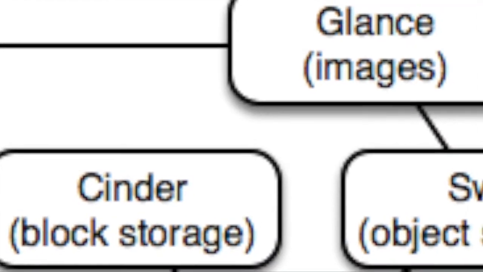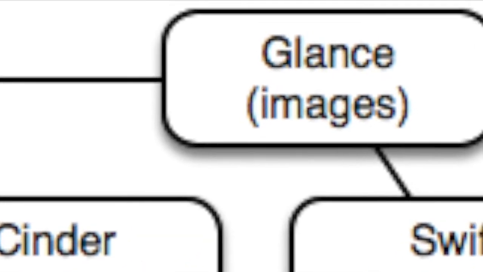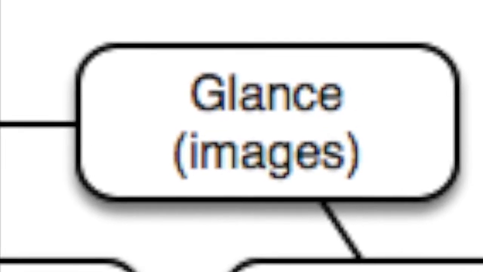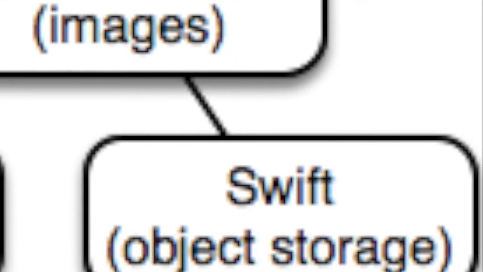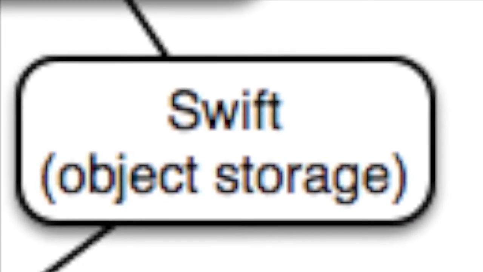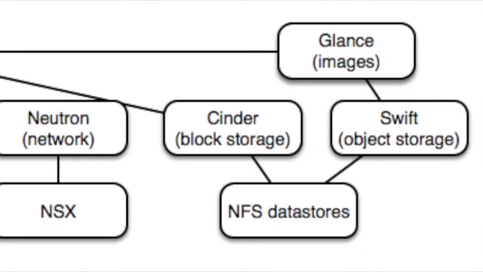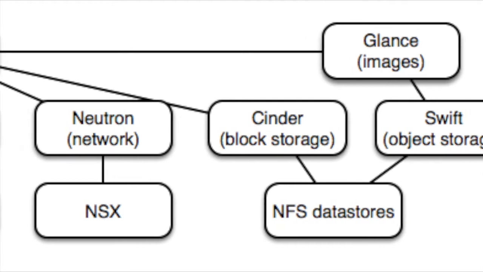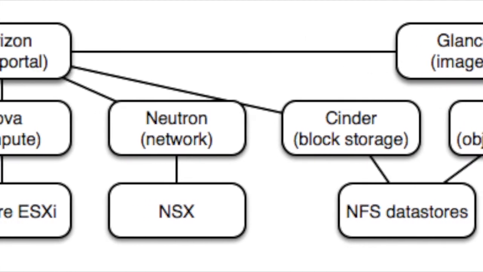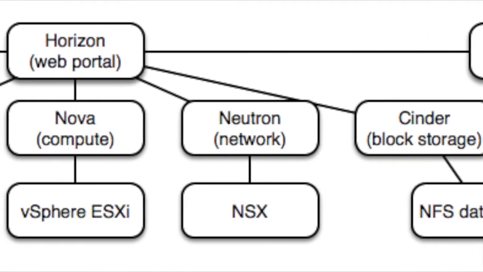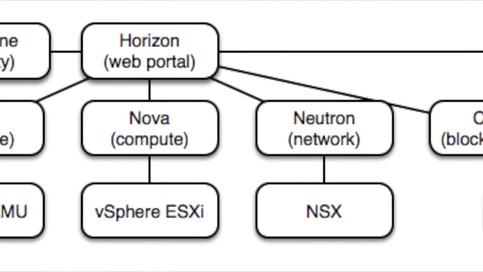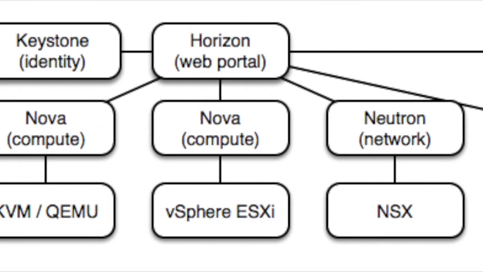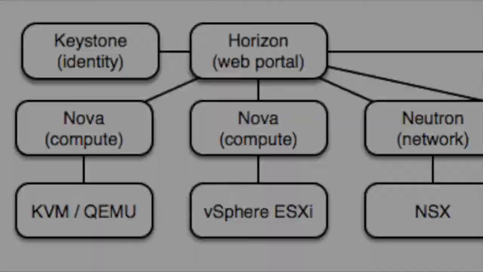Glance. This is the image repository service. It will manage the virtual machine images and instances. Swift. This is the object-oriented storage module. Glance uses this to store images. These are the core components that make up the OpenStack framework. There are many others, such as Heat, which is used for orchestration. However, only the ones presented here will be used in this deployment.